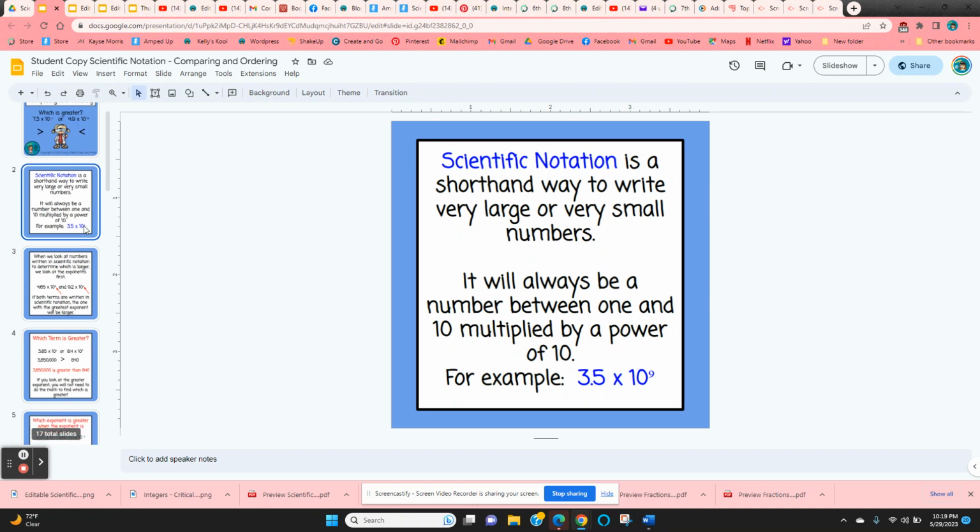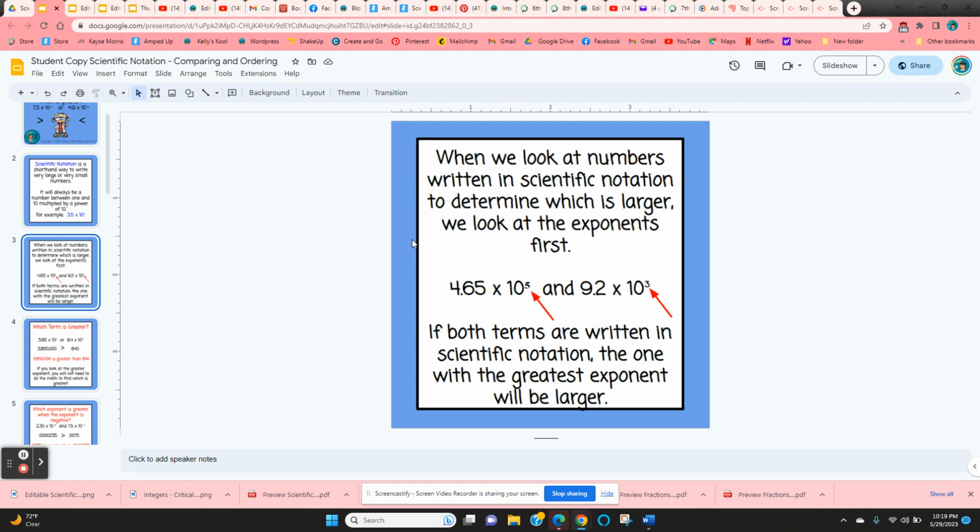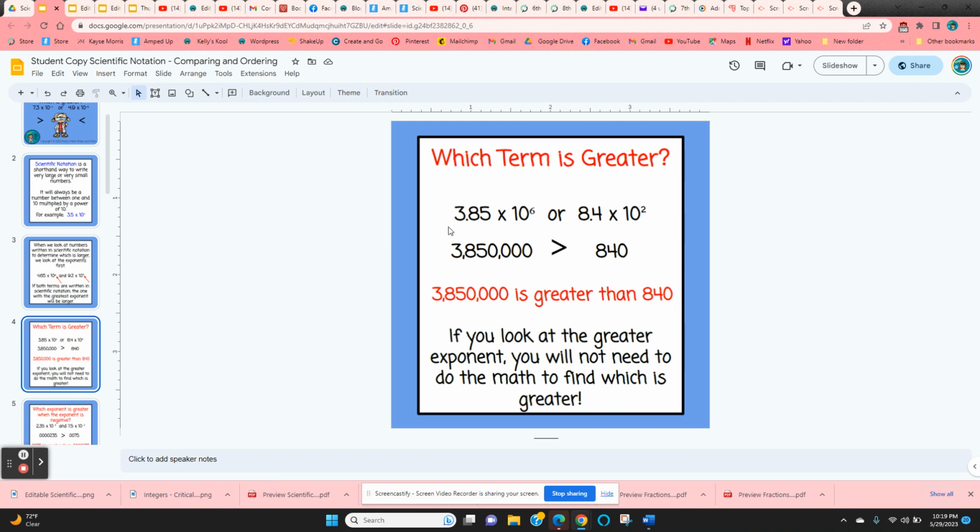So it starts with explaining what scientific notation is and why we use it. And then if we have two numbers written in scientific notation, we want to look at the exponent, and that will determine which one is greater. So then they're given an example of why we look at the exponent. So we have two numbers here, and if we change them to standard form, you can see that the number with an exponent of 6 is going to be much greater than a number with an exponent of 2.